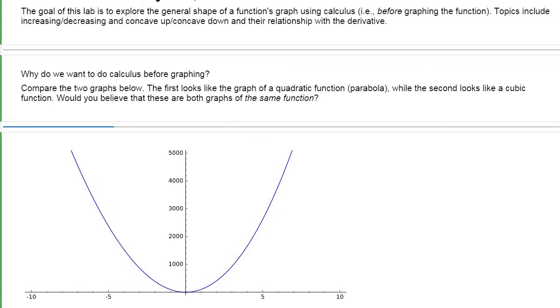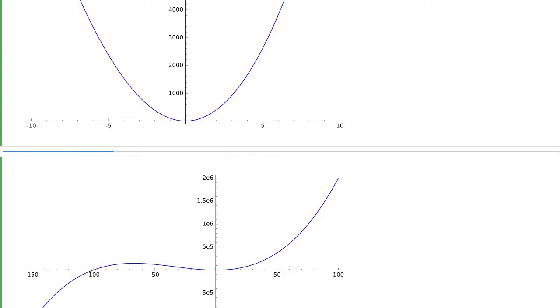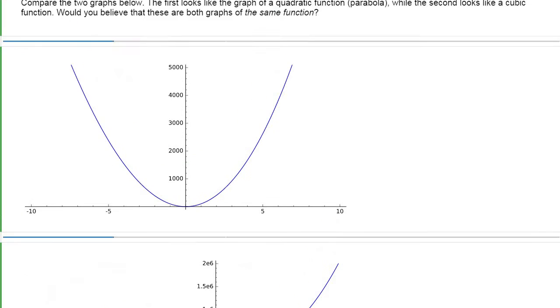So let's look at these two graphs here. See if I can get them both on here. This looks sort of like a parabola, which would be quadratic, even degree. This looks more like an odd degree polynomial, maybe a cubic. And the issue here is that both of these graphs are graphs of the same function. And it's not immediately obvious.